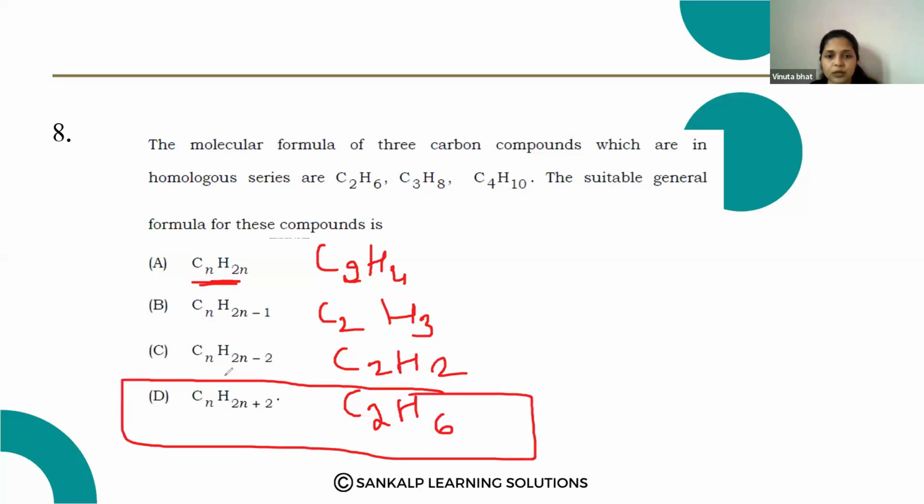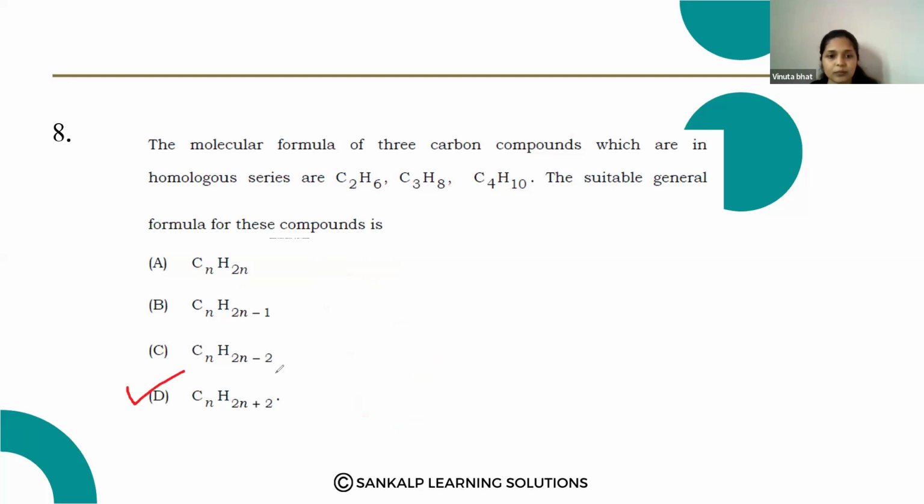So which general formula do we apply in this homologous series? That is CnH2n plus 2. So that is the correct answer, Option D, CnH2n plus 2.